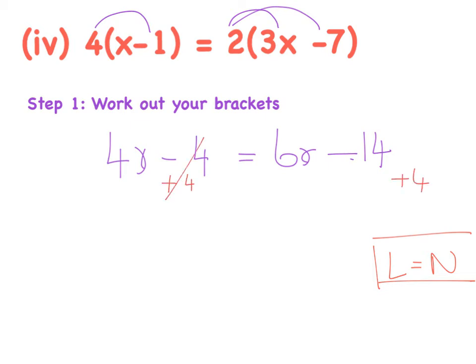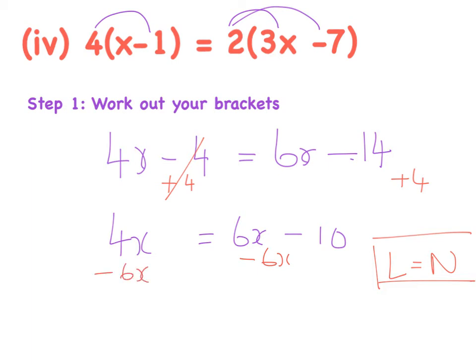And you'll see they will cancel. So my new line now is 4x equals 6x, and minus 14 plus 4 gives me minus 10. Again, I want letters equal numbers, and I can see that this plus 6x is on the wrong side, so I will need a minus 6x. But again, what I do to one side, I must do to the other.